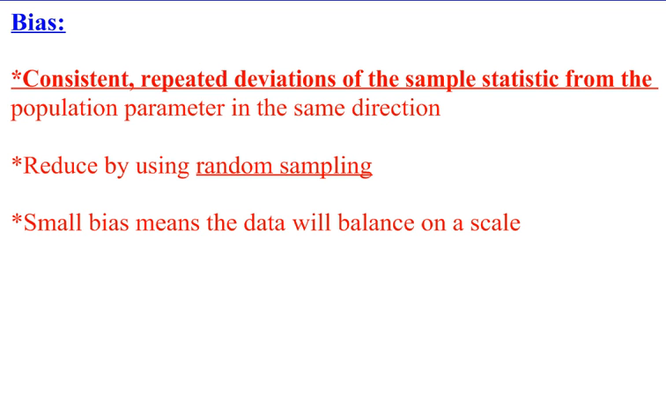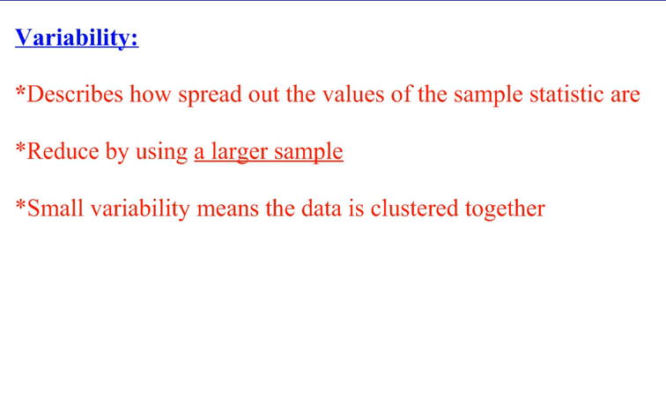And a small bias means data will balance on a scale. Basically, that means that we'd have bias either way. We're not biased super on one side or the other, so it would be an unbalanced scale, if that makes sense. The next thing we'll talk about then is variability. So bias, I think, is something you're used to hearing. The next thing is variability.